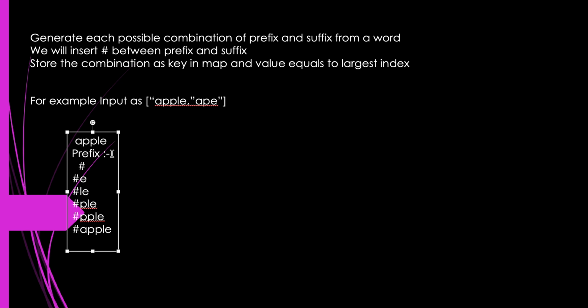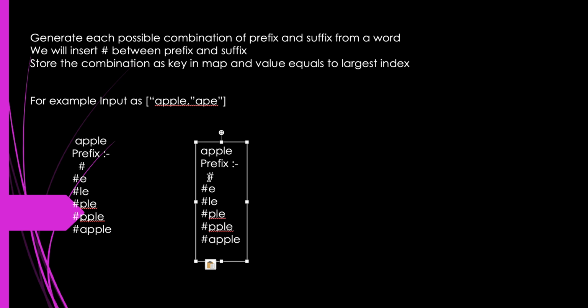Similarly, we will now change our prefix as a first word, and we will have suffix combinations the same. So it will be a hash e, a hash le like this. Then we will have prefix as ap, and then we will add hash in between and then generate various combination of suffix. Like this we will generate various combinations. These are few of the examples.